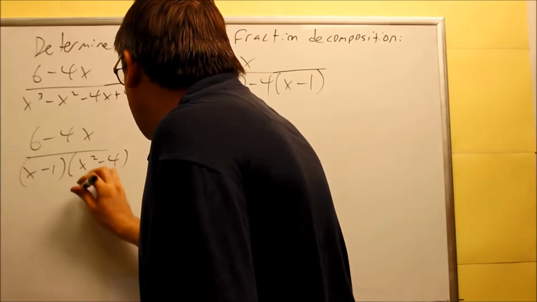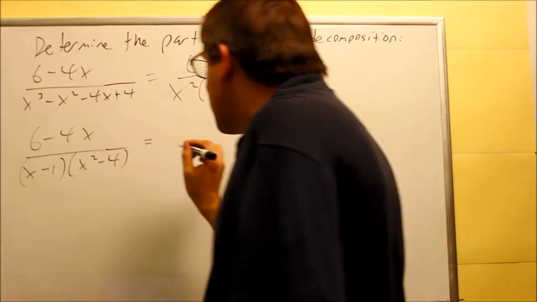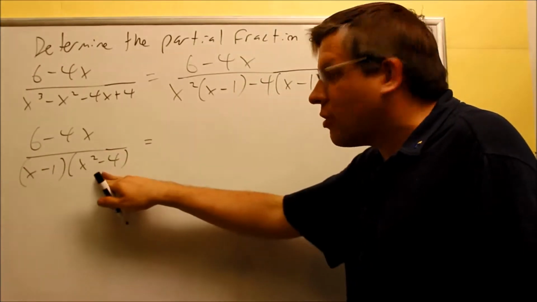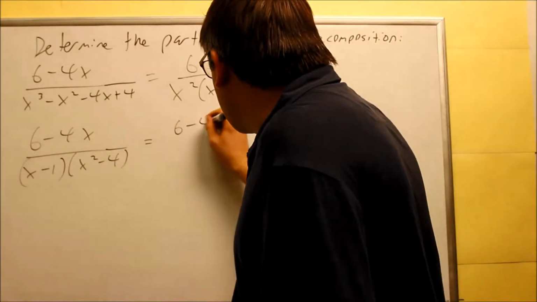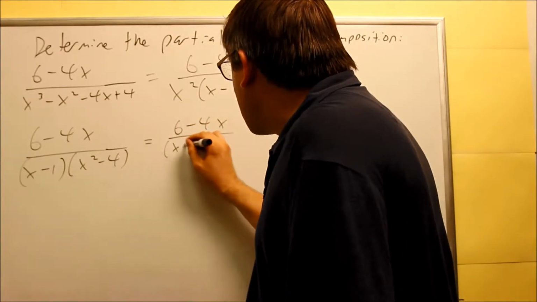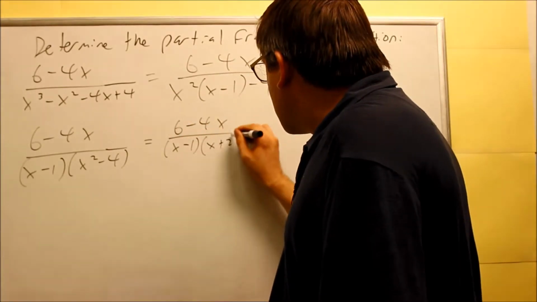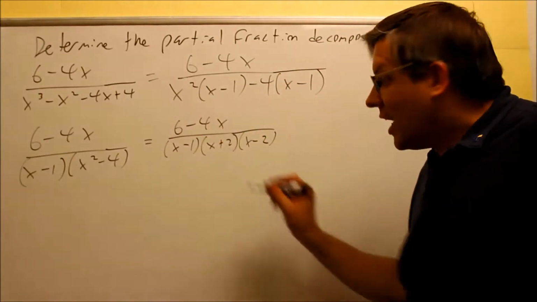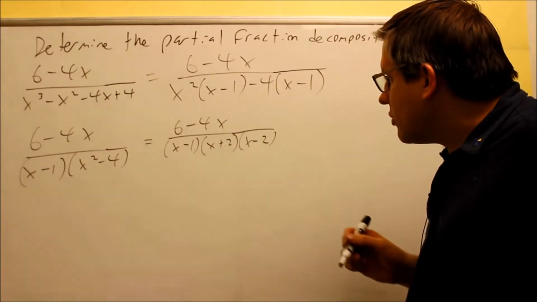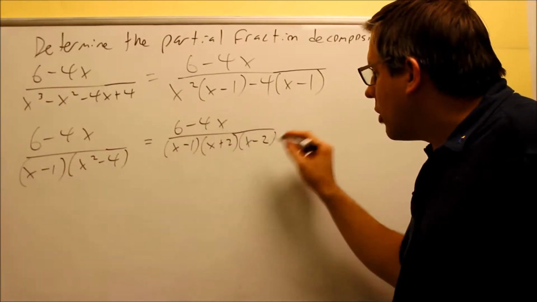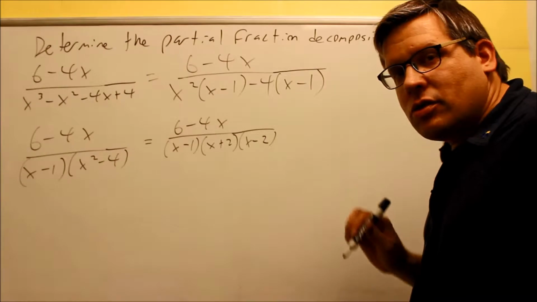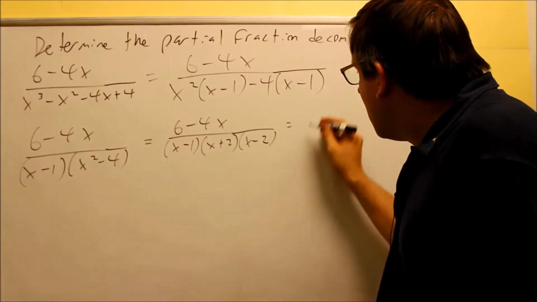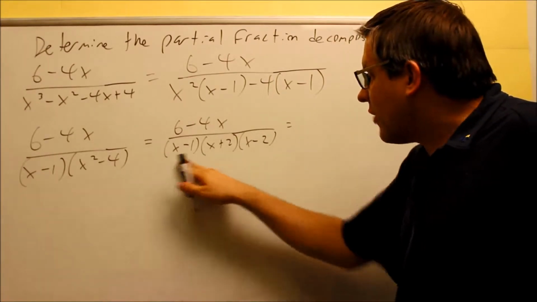So now I have this. Okay, now unfortunately this is not fully factored either, because this is another thing that we can factor, that's a difference of squares. So 6 minus 4x I have on top, I have x minus 1, this is x plus 2, and I have x minus 2. So that's fully factored now. I have all linear factors. That's where we want to get it to. So now that I have it in this form, I'm ready to write out what the decomposition is going to be for that. I'm going to use rule number 1 here because I have all linear factors.